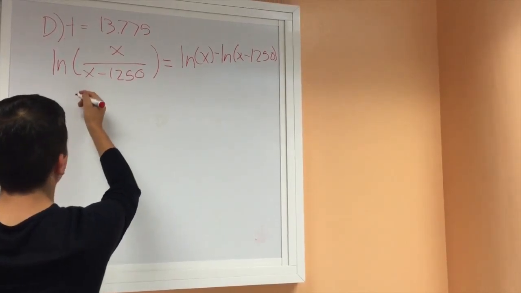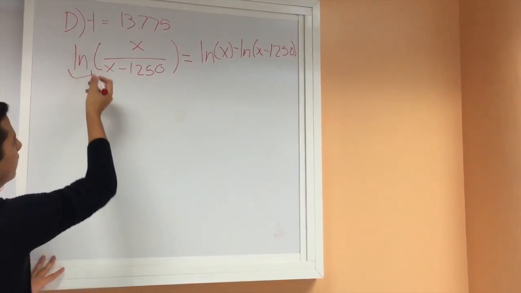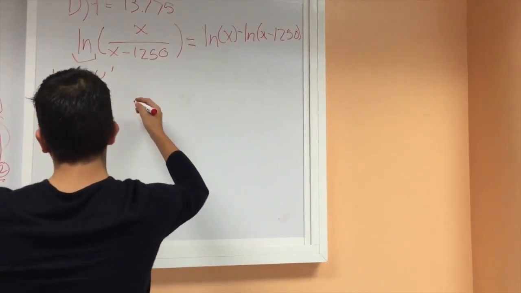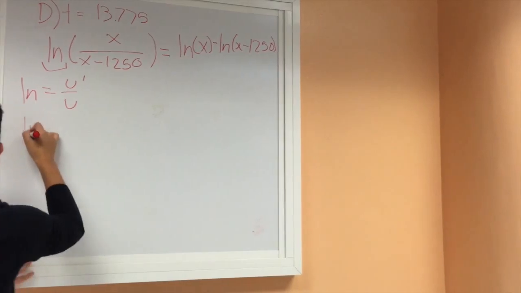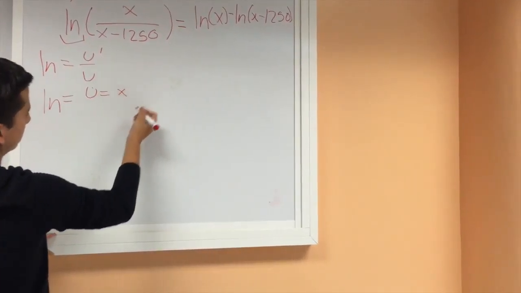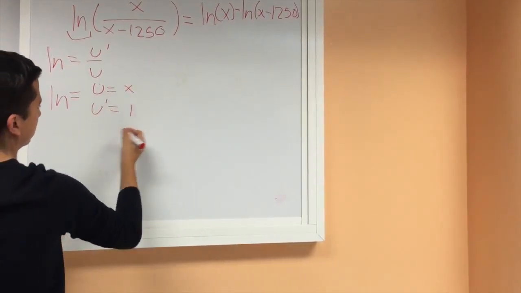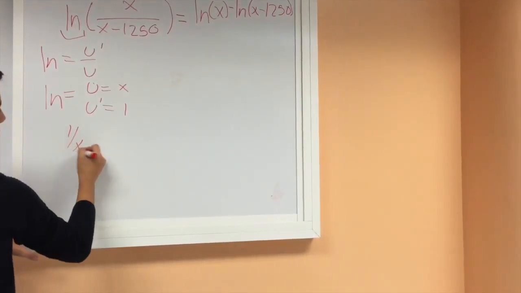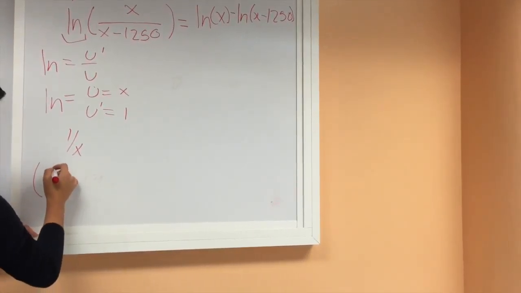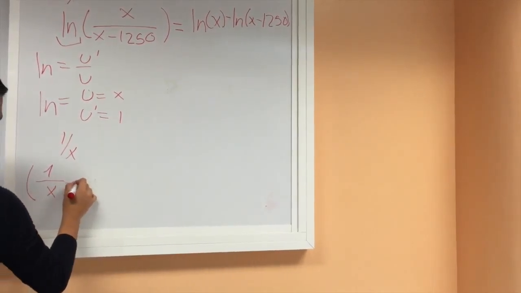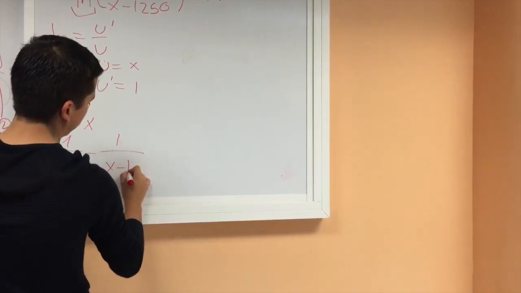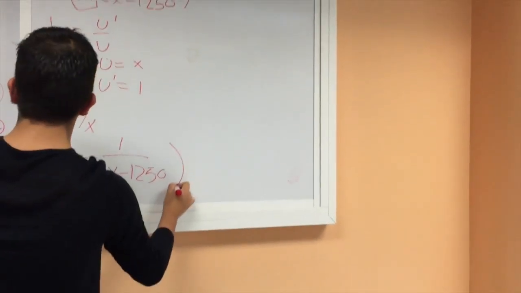So ln is u prime over u. So now we derive it with u equal to x, and u prime of x is 1, so it's 1 over x. Now we have this formula as a result, which is 1 over x minus 1 over x minus 250. That's the result.